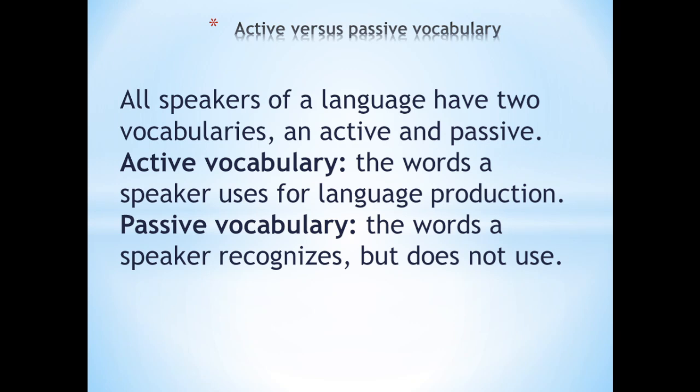All speakers of a language have two vocabularies, an active and a passive. Active vocabulary: the words a speaker uses for language production, for example, for writing or speaking. Passive vocabulary: the words a speaker recognizes but doesn't use, for example, in listening or in reading.